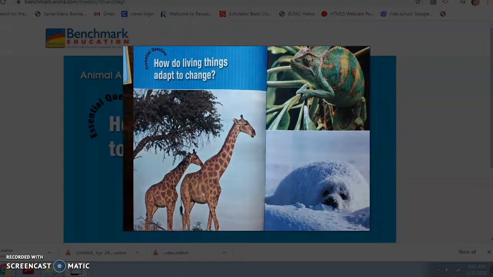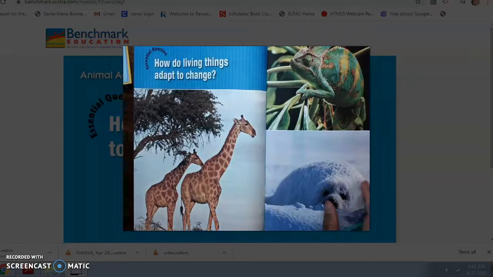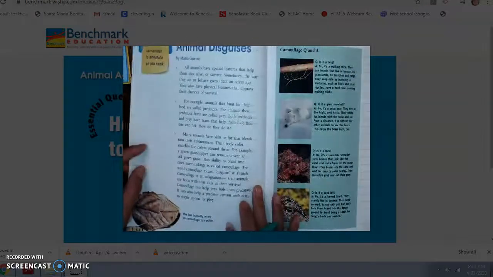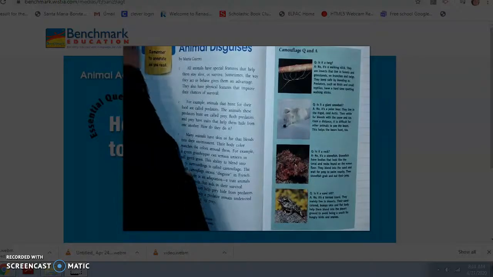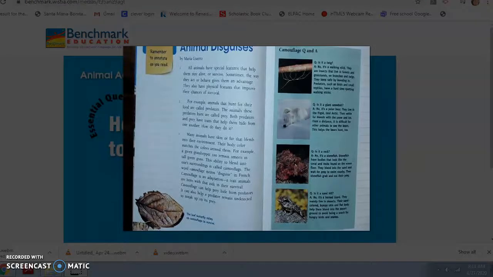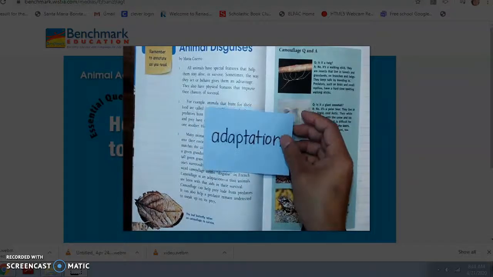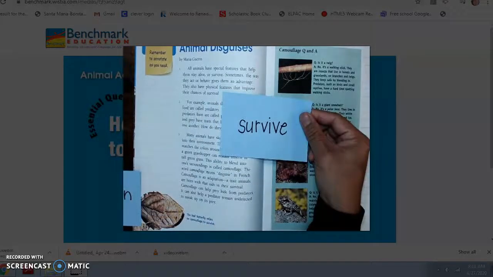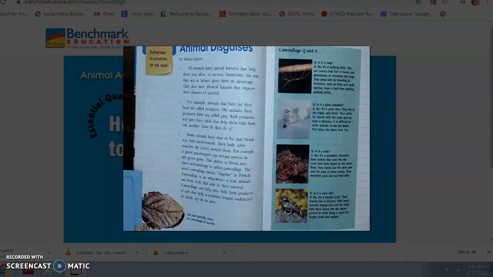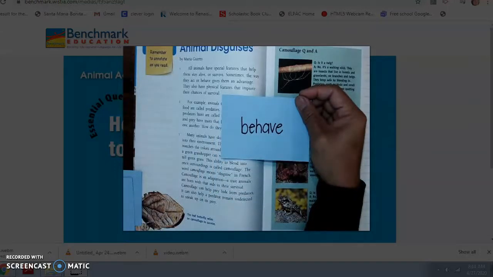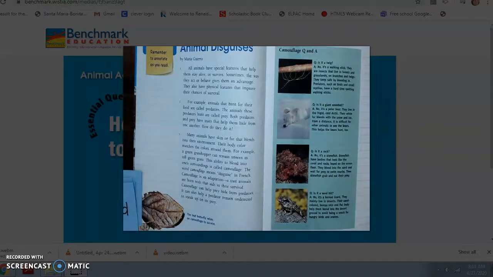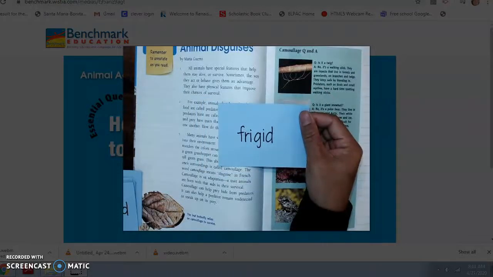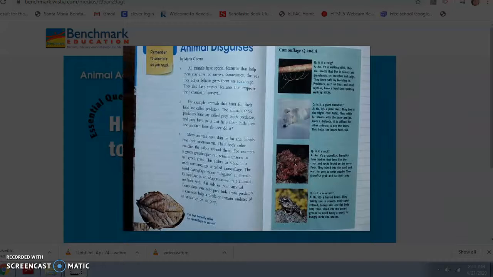So before we begin, I do want to introduce you to some brand new vocabulary that you're going to need before we do tomorrow's lesson on animal disguises. So let's take a look at some of those brand new words that we're going to be looking at. 5 new words that we're going to find out the meaning of tomorrow are adaptation, survive, behave, undetected, and frigid. We'll find the meanings of those words tomorrow when we read Animal Disguises.